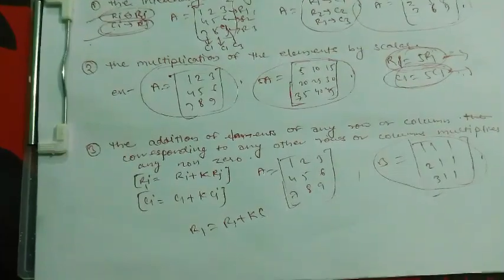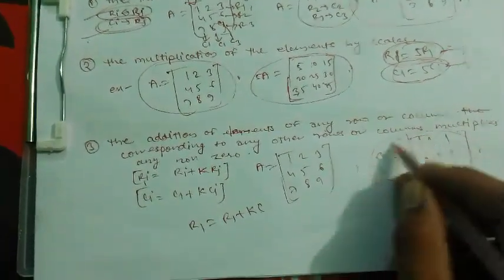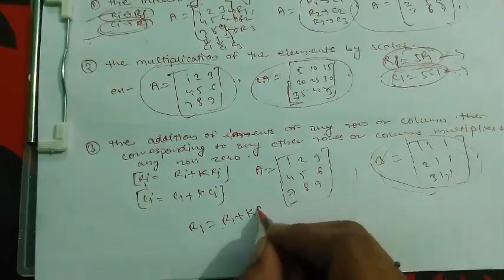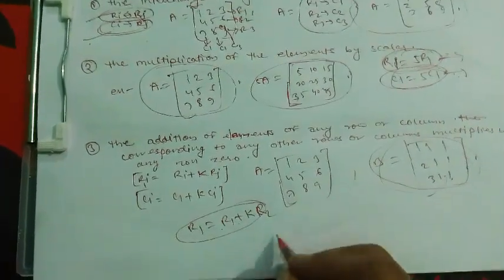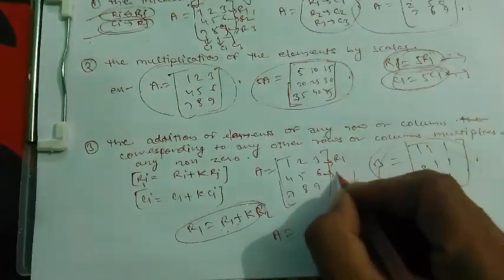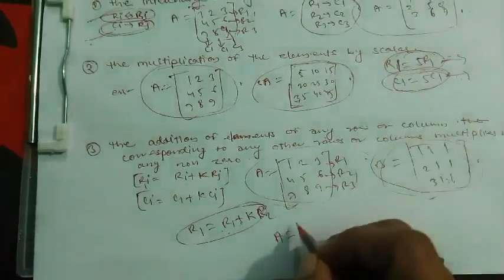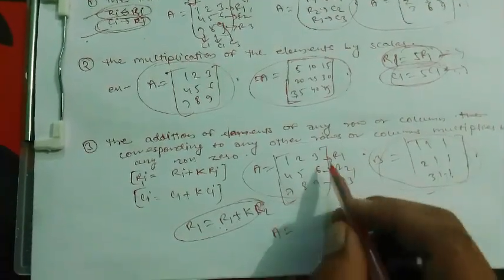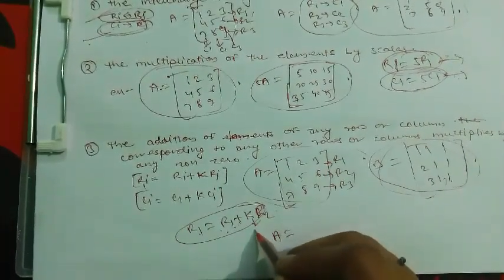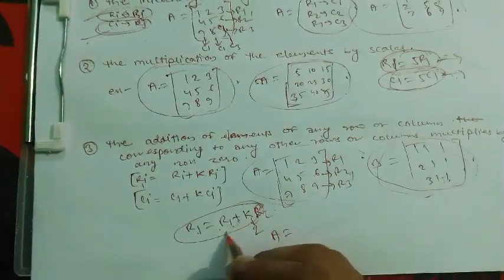We don't need this matrix, but we can also take it for the operations. It is not necessary that we have to take it. We can take R1 equals R1 plus kR2. So in this matrix A, this is the row R1, this is the row R2, and this is the row R3. So we find that R1 equals R1 plus kR2, where if we write k equals 2, then this is R1 plus 2R2.